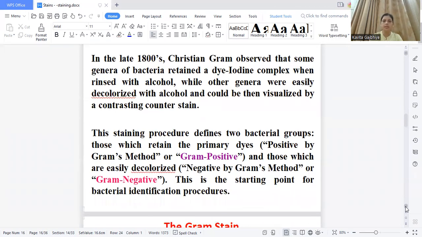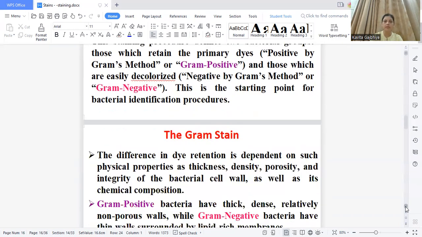This staining process defines two bacterial groups: those which retain the primary dye, which are known as positive by the gram method or gram-positive, and those which are easily decolorized, which are known as negative by the gram method or gram-negative. This is the starting point for the bacterial identification process.